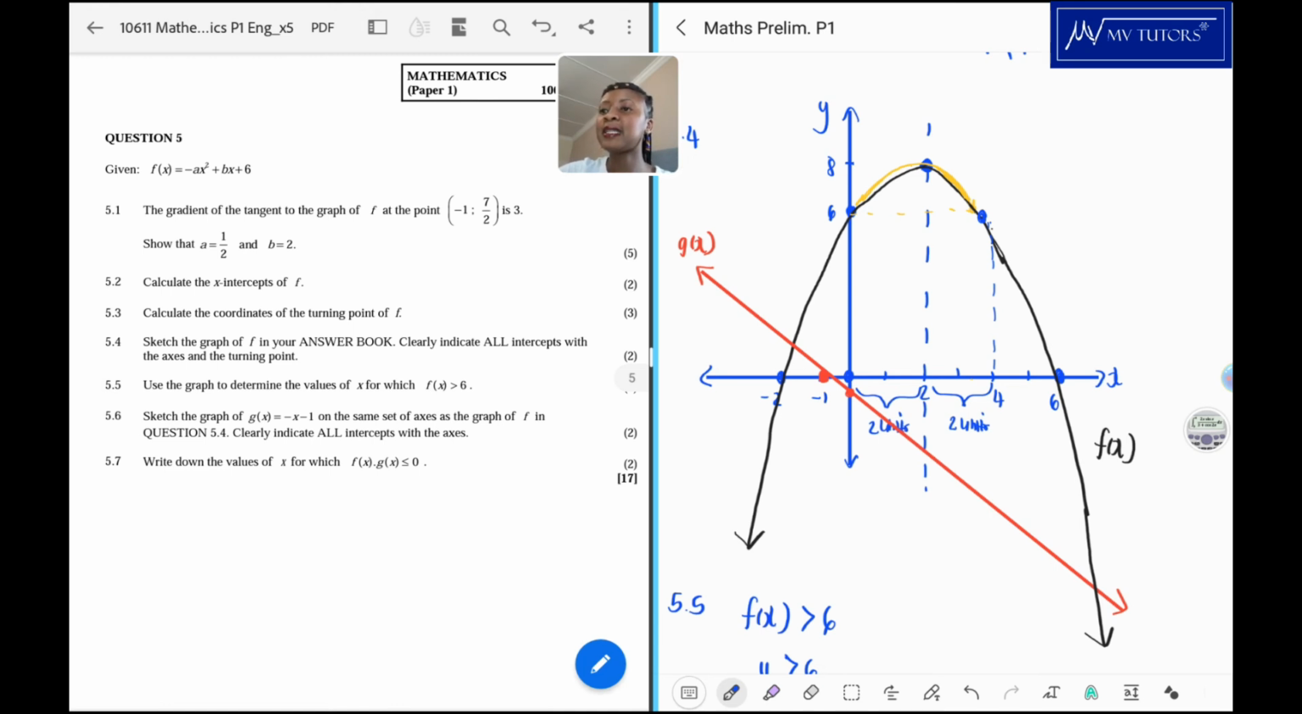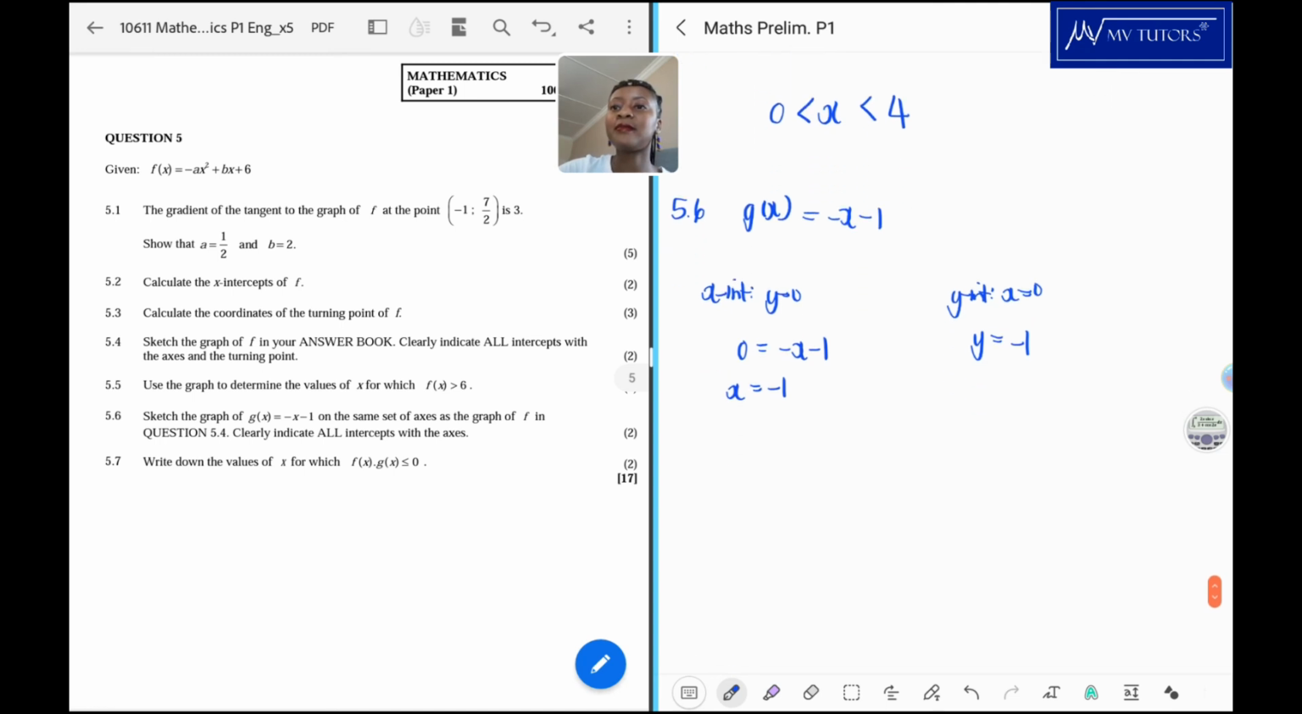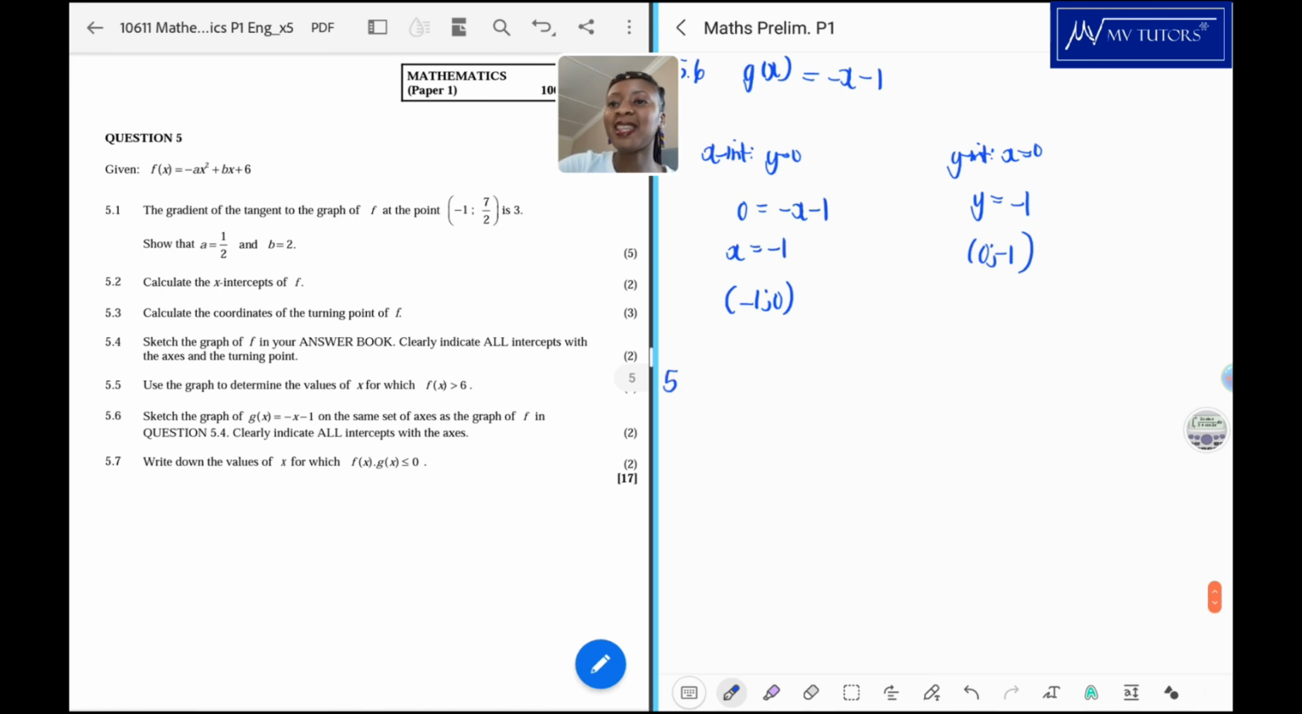Clearly indicate all intercepts with the axes. So we have minus 1 there and we have minus 1 here. And with our x-intercepts, I should have actually written them in coordinate form. We're done with that, and then we are at the last question for question 5.